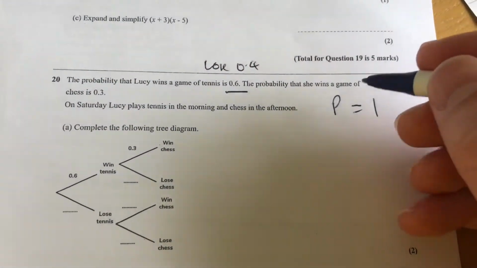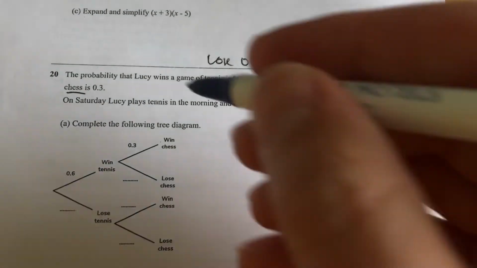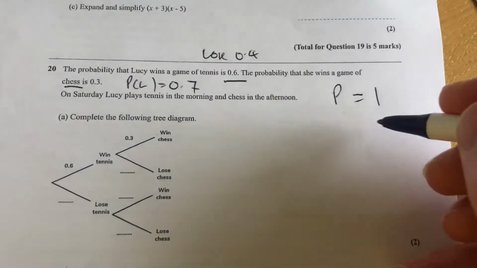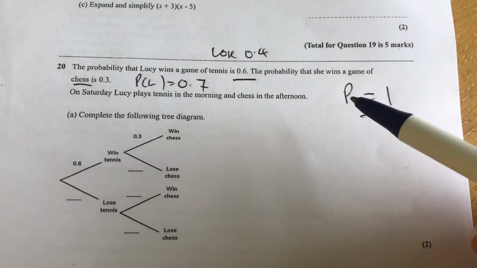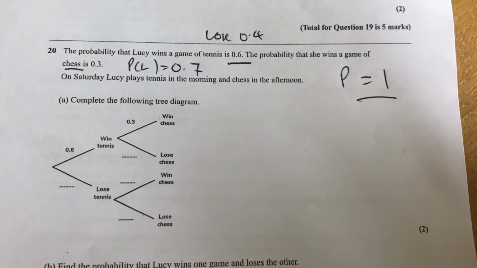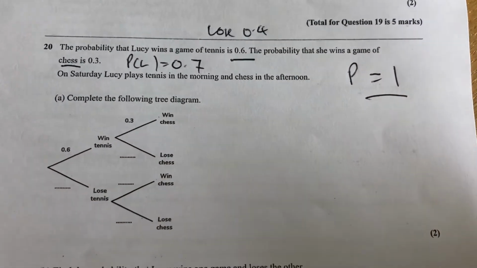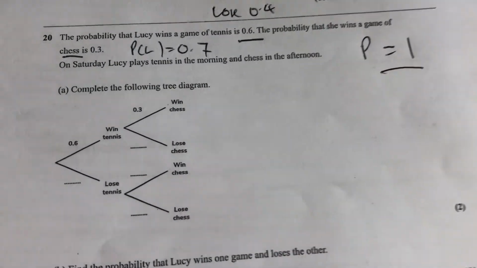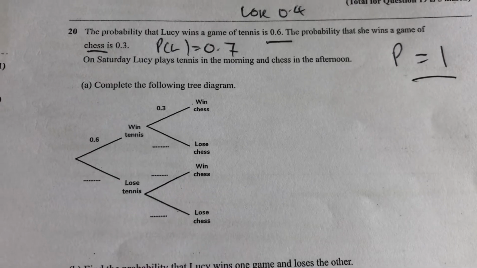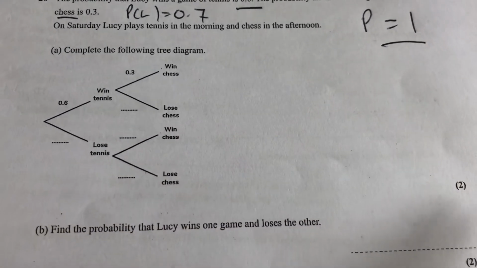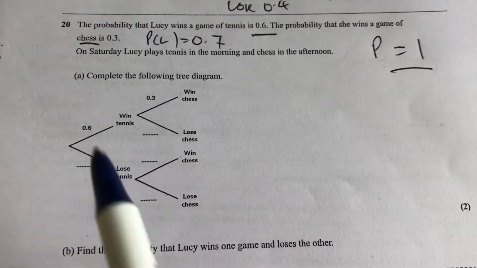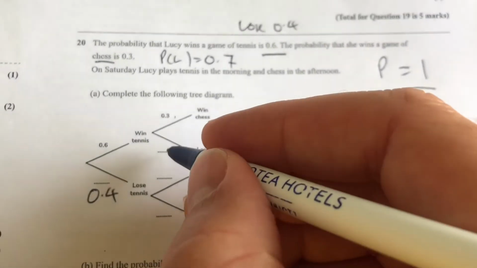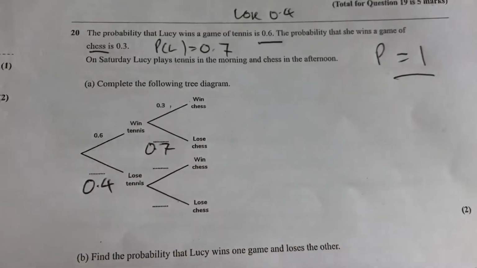And that she wins a game of chess is 0.3, so the probability that she loses the chess will be 0.7. Okay? We're assuming that they're independent, that her abilities at tennis don't affect her abilities at chess, or that her confidence doesn't drop after one of the events. So now we can fill this in, and just for 2 marks, if that's 0.6, that's going to be 0.4, that's 0.3, that's going to be 0.7.